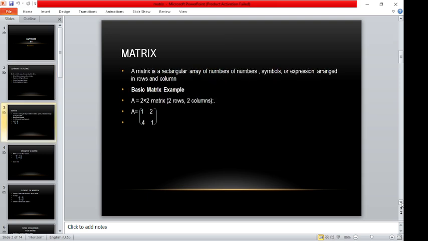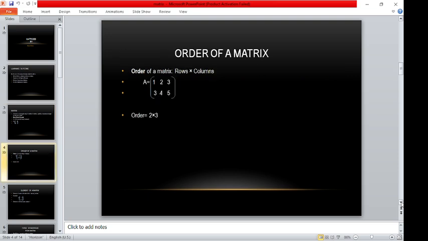So, definition of a matrix. A matrix is a rectangular array of numbers, symbols, or expressions arranged in rows and columns. I have here a basic example of a matrix, that is a 2 by 2 matrix. So matrix A has 2 rows and 2 columns. The first element is 1, the second element is 2, the third element is 4, and lastly, the fourth element is 1.